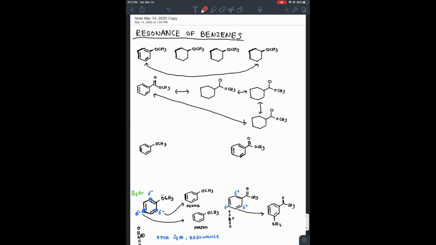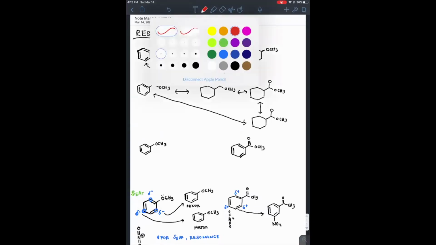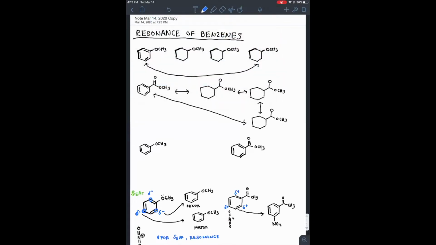Hi everyone. So for this section, we'll be going over resonance of benzenes and just essentially showing how resonance plays out in electrophilic aromatic substitutions and nucleophilic aromatic substitutions. Okay. And so before we go over that, let's first practice some resonance with electron donating groups and electron withdrawing groups.